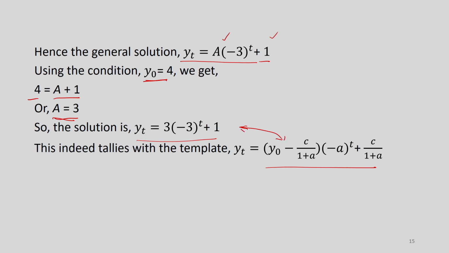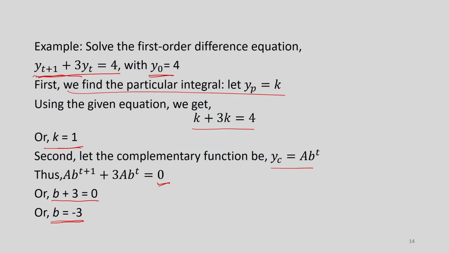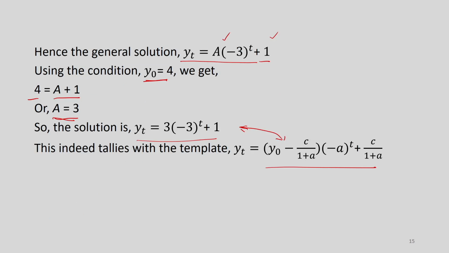because in this particular example that we have, it is y t plus 1 plus 3 y t is equal to 4, that is the form that is given to us, and y 0 is equal to 4, right. So, in this case a is equal to 3 and c is equal to 4. Okay. So, a plus 1 is 3 plus 1, so that will be 4, and c is equal to 4.